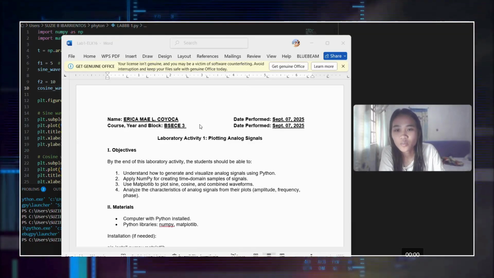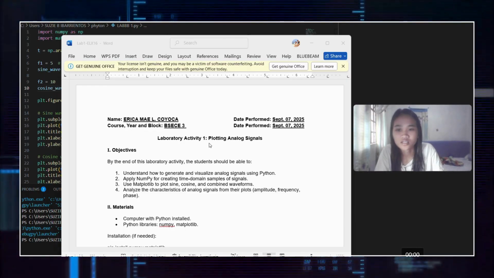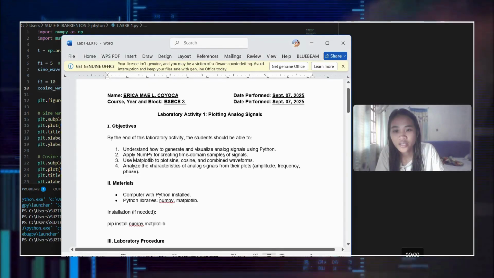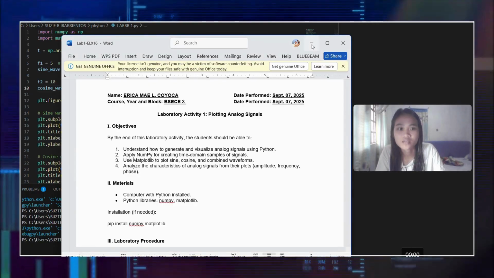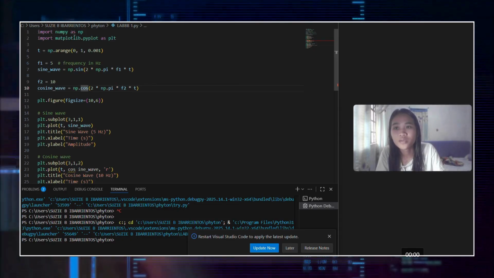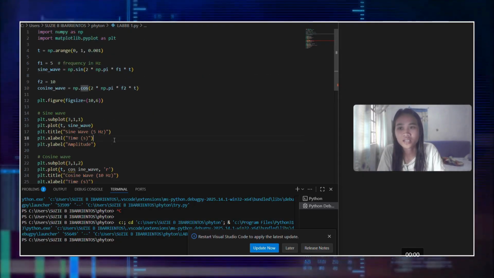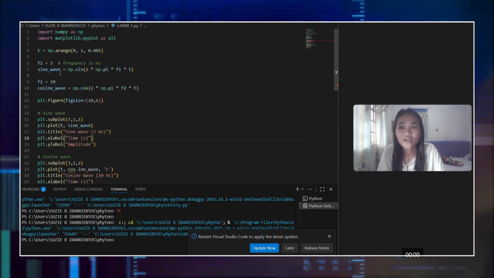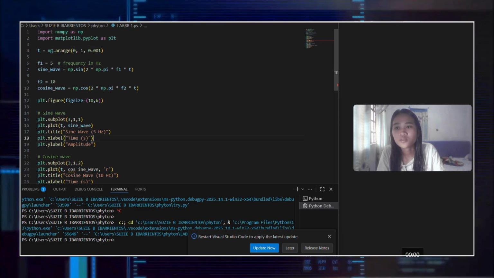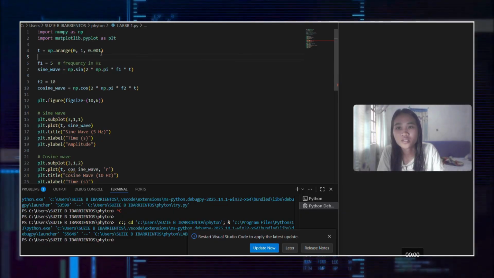Good day. At this moment, I will be discussing Laboratory Activity 1, plotting analog signals. I will be plotting the sine, cosine, and the combined waveforms. For the code here, I've imported numpy as np and matplotlib.pyplot as plt. First, I've assigned the variable t equals np.arange(0, 1, 0.001).